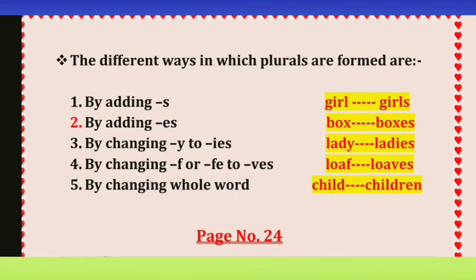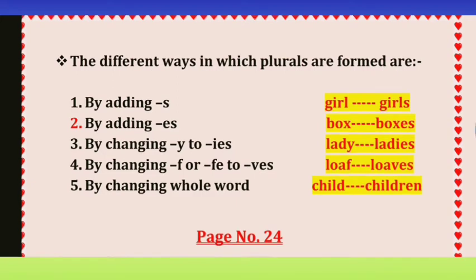Last, by changing the whole word. Students, some examples in English do not change by only one or two letters. We have to change the complete word. Whole word means we have to change the complete word. For example, child. Child is a singular form. Now you have to change it into plural. How will you make it? You will write children. Child, children. Now children is the plural form of child.